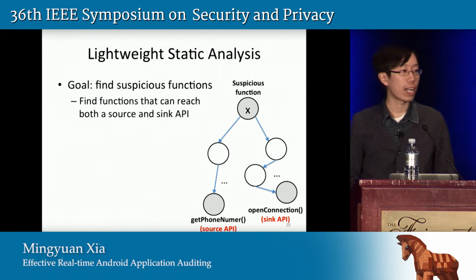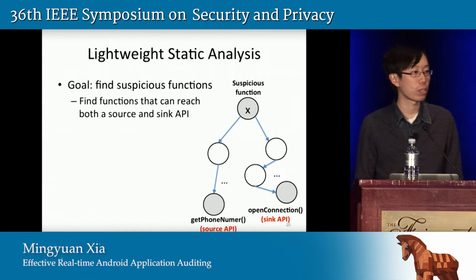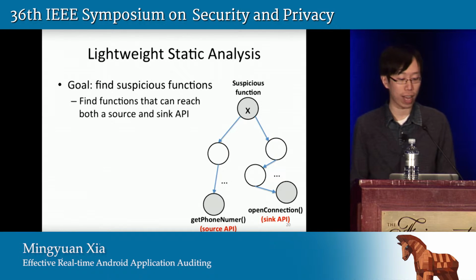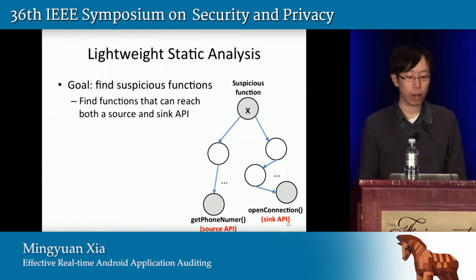So we will first look at our lightweight static analysis. The goal is to find suspicious functions. As we remember, a function can leak data only if it can reach a source API which gets the sensitive data, and also a sink API which can transmit the data out of the device. So here we use a call graph structure to find functions that can reach both a source and a sink API.